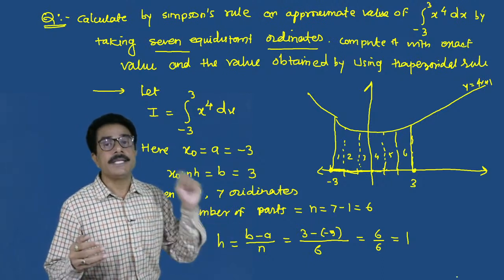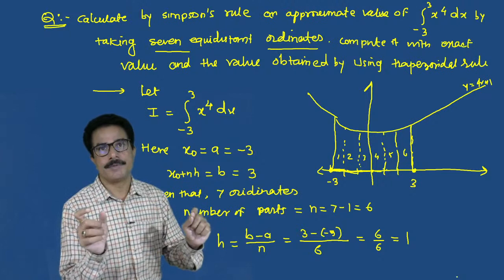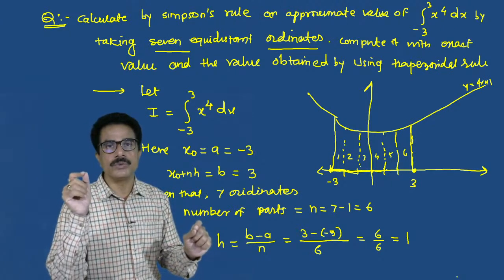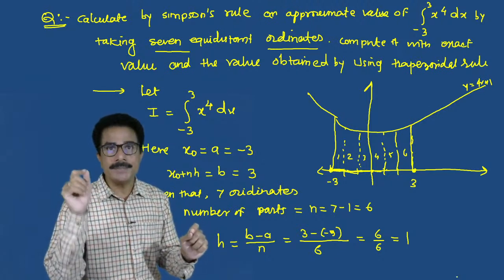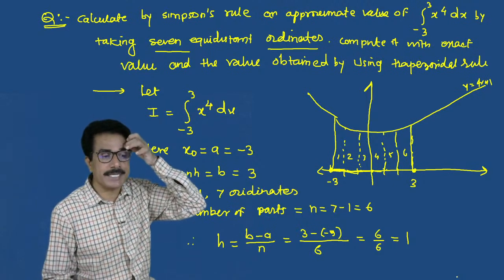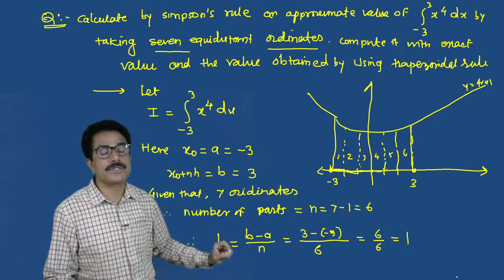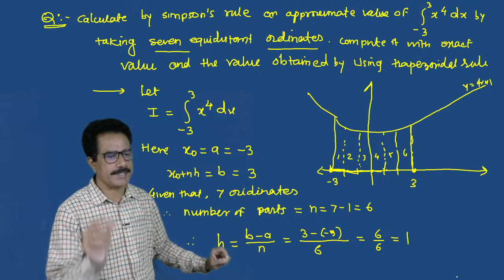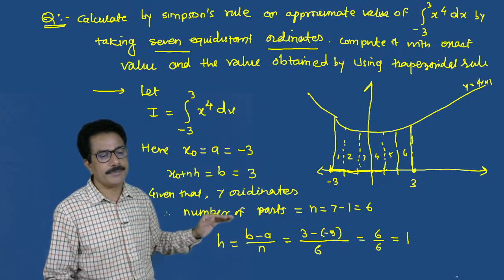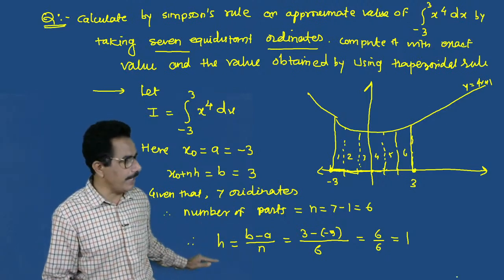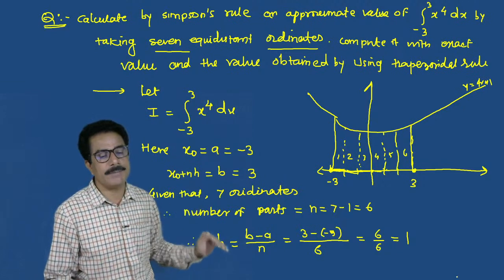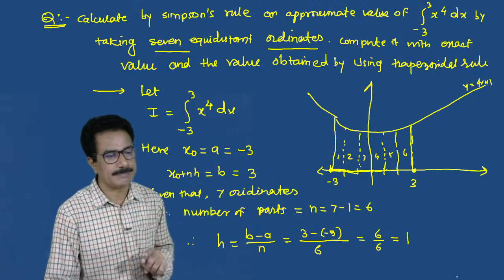But n means the number of parts. The number of parts is equal to the ordinates minus 1. If there are 7 ordinates, then the number of parts is 6. Therefore n is equal to 6. There are 6 parts. So we can write h is equal to b minus a divided by n, 3 minus -3 divided by 6. 6 divided by 6 means h is 1.